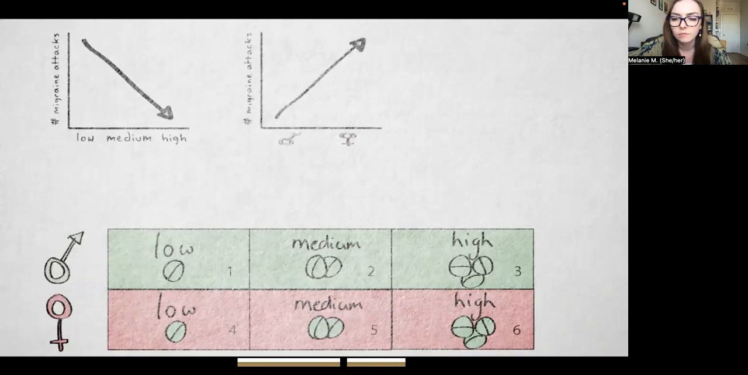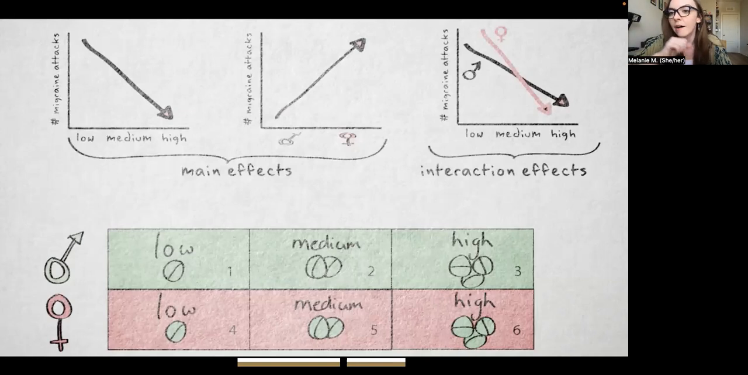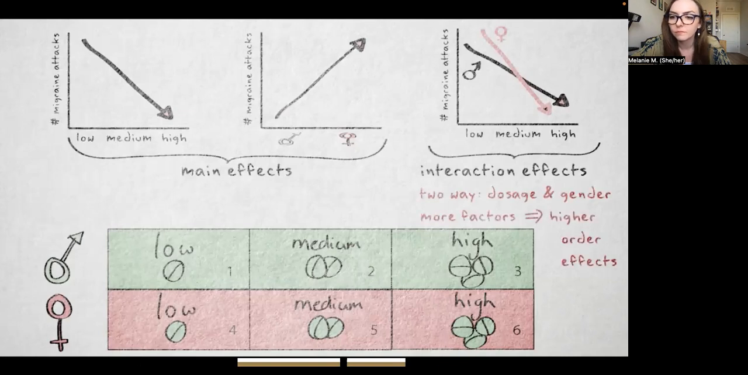We can also investigate the combined effect of dosage and gender. We can see whether a higher dosage is more effective in reducing the number of migraine attacks for women as compared to men. The effects of the factors separately are called main effects. The combined effect is called the interaction effect. In this case, we're dealing with a two-way interaction because the effect combines two factors. Of course, we can add more factors, making it possible to investigate higher order interactions. But as the number of factors increases, the design becomes very complicated very quickly.